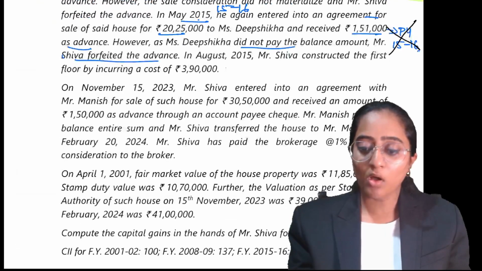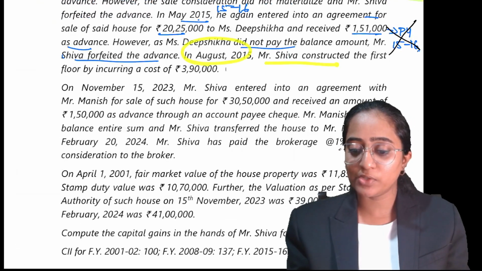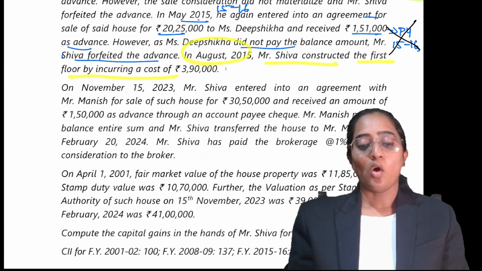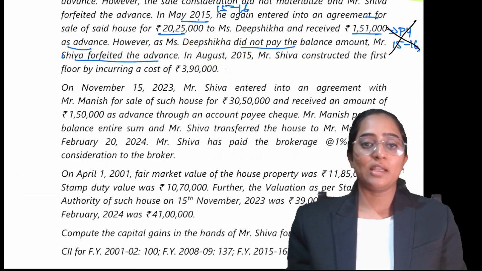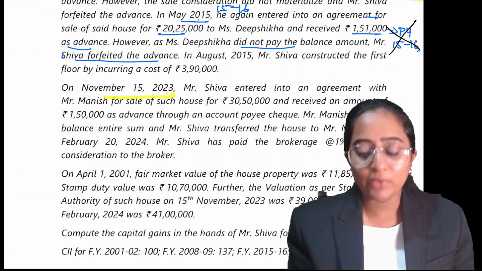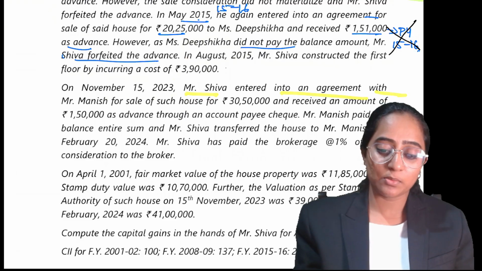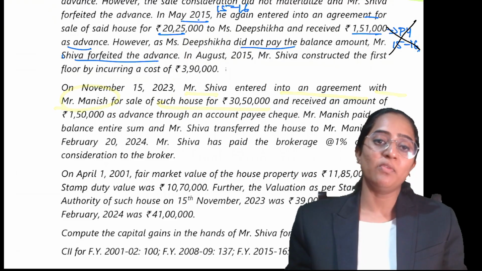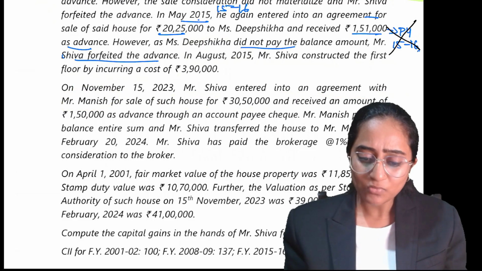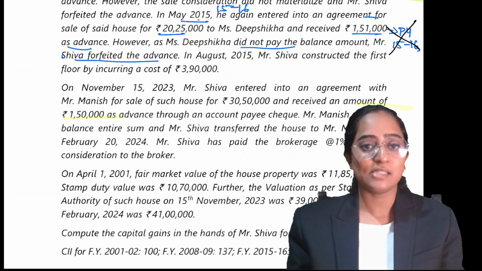Clear? In August 2015, Mr. Shiva constructed the first floor of a house by incurring the cost of 3,90,000. On November 15, 2023, Mr. Shiva entered into an agreement with Mr. Manish for sale of such house for 30,50,000 and received an amount of 1,50,000 as advance.